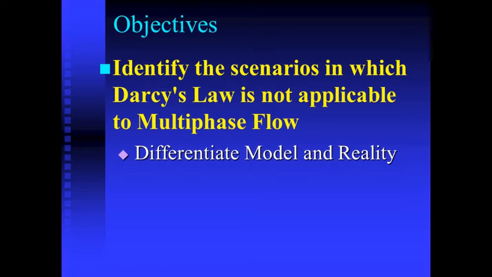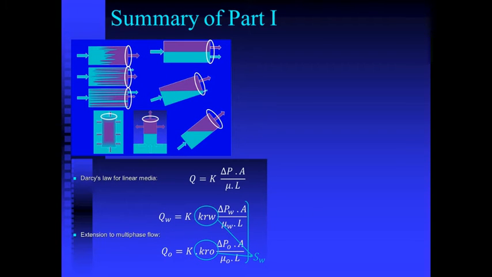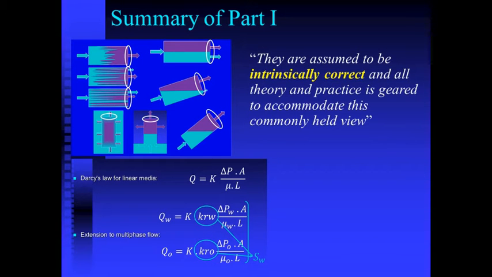In other words, we are going to see what happens when everything fits into an equation that does not link the data of interest. To summarize what we discussed in the first presentation, we are going to use an image that allows us to compare different displacement scenarios, some of the equations that were analyzed in that first presentation, and a phrase that summarizes many of the characteristics and problems that the use of relative permeabilities generates.